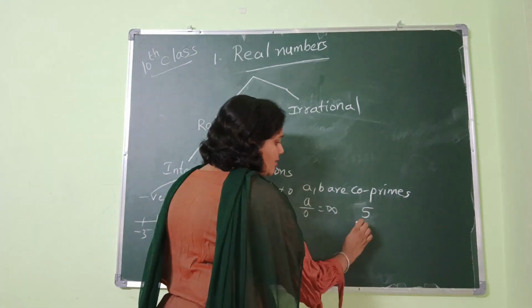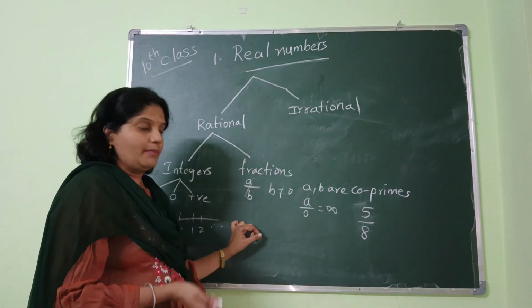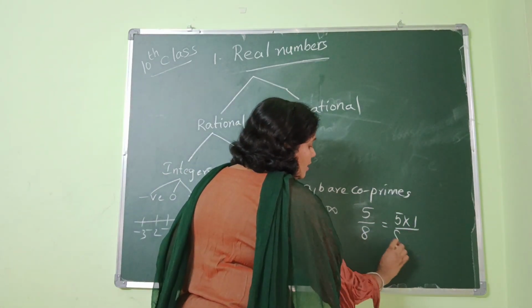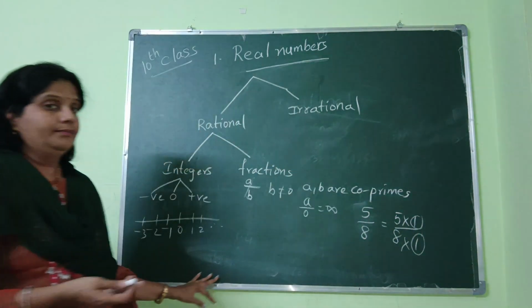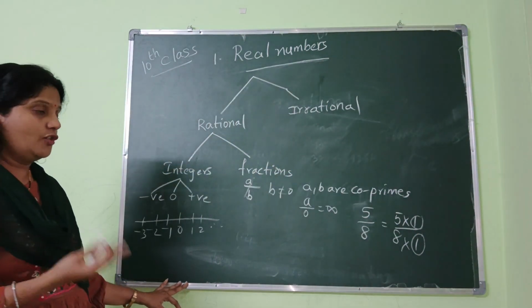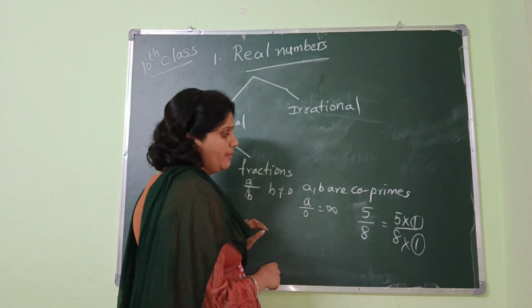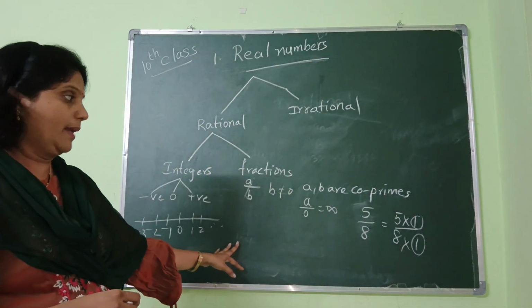So let's take the numbers 5 by 8. So 8 is a composite number and 5 is a prime number. So both are having the common factor 1 only. So we can say that they are co-primes. Why? Because here 5 is a prime number and 8 is a composite number.